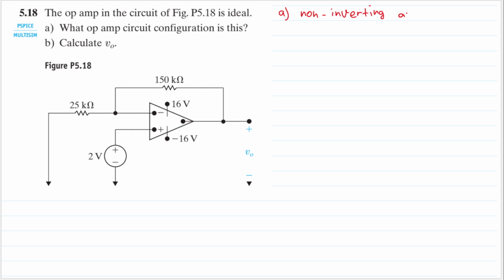And for B, we are asked to calculate V0. V0 is this node here. And let's see what we got from here. This is 2 volt, and it is connected to this terminal here, so this node here is also 2 volt. Okay, let's name this node VA, but we note that VA is equal to 2 volt. However, we are asked about V0, which is this one, so we still need to do some calculation here.